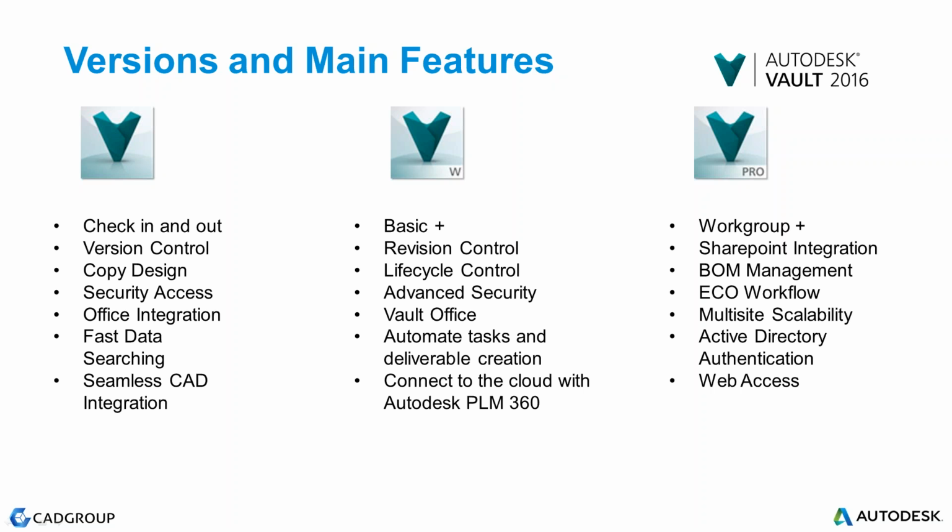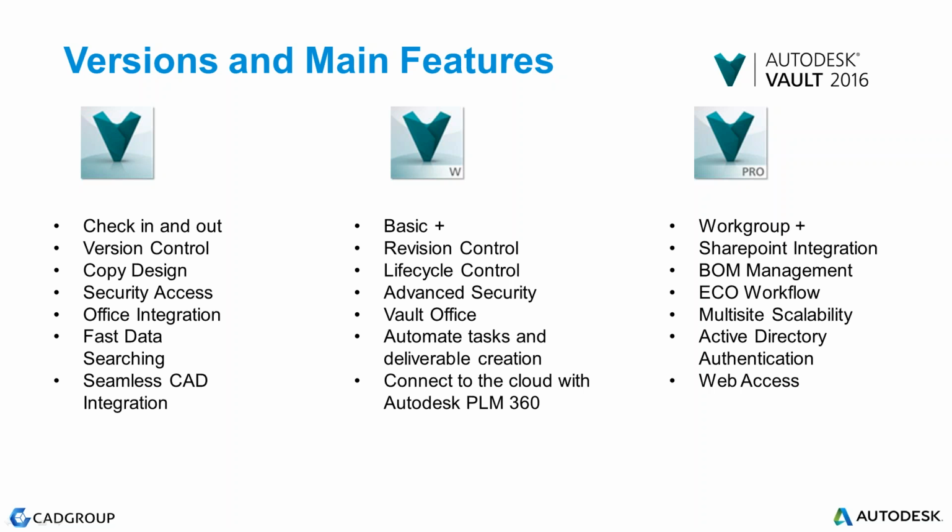Vault Office. Coming into Vault Workgroup, you've got Vault Office. The Vault Office client allows non-CAD users to interact with Vault. They are limited in that they can't modify or change CAD files, but they can check in and out Word documents, Office documents, Excel documents, Outlook documents. They can participate in ECOs and workflows and change orders, all that sort of stuff. And you've also got the connection into the cloud and PLM 360 in Workgroup.